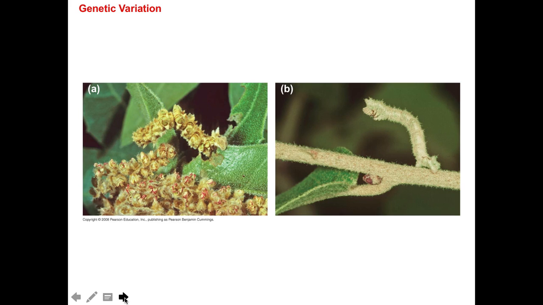This is just an example of genetic variation. We have two caterpillars. One has these weird bumpy looking things all over it, and one is a little bit more smooth. These are probably the same type of caterpillar, but they have different phenotypes, different things that we can see based on the variation in their genotypes, their genetics.